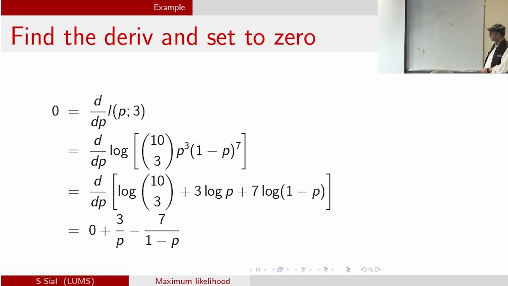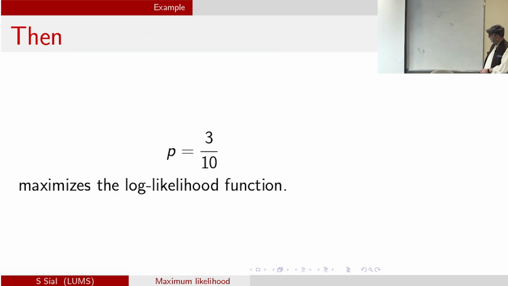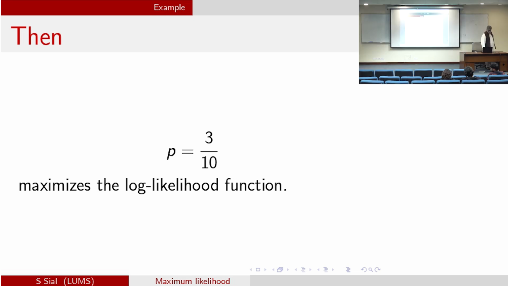Okay. So that is going to be equal to 0 at a maximum. The derivative is going to be 0 at a maximum. So then we do a little bit of algebra. We will get that this will be equal to 0 when p is equal to 3 over 10. Okay, so p equals 3 over 10 maximizes the log likelihood function. Therefore, it maximizes the likelihood function.